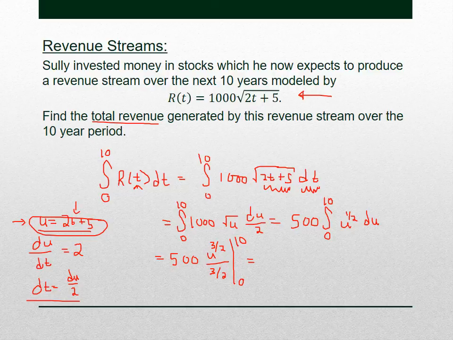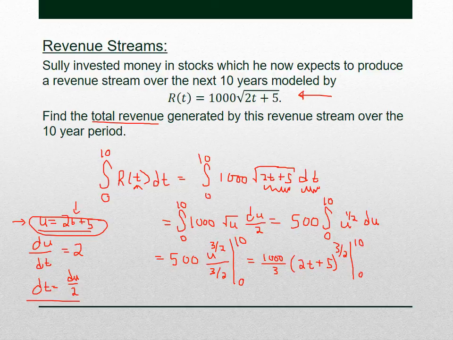That 500 divided by 3/2 can be simplified to 1,000 thirds. Right, so double check that you can get that. So that was this 500 over 3 over 2. You multiply by the reciprocal of 3 over 2, which is 2/3. 500 times 2/3 is just 1,000 thirds. And now, instead of u, we'll plug in 2t plus 5 to the 3/2. And that's what we want to evaluate from t equals 0 to t equals 10.